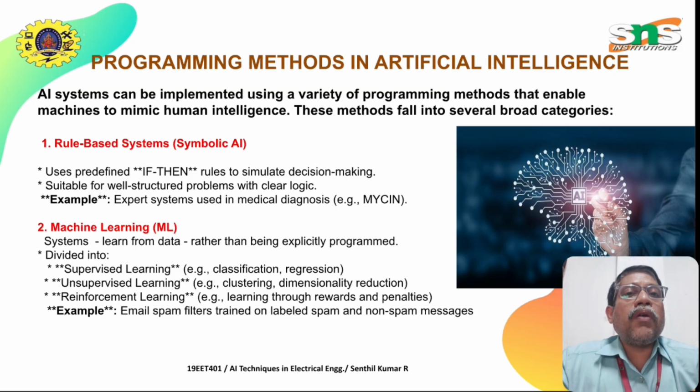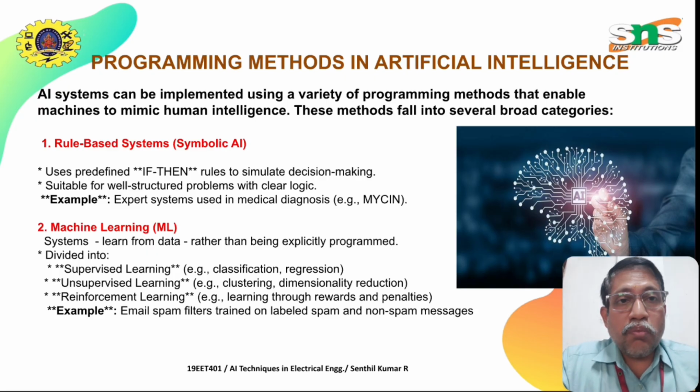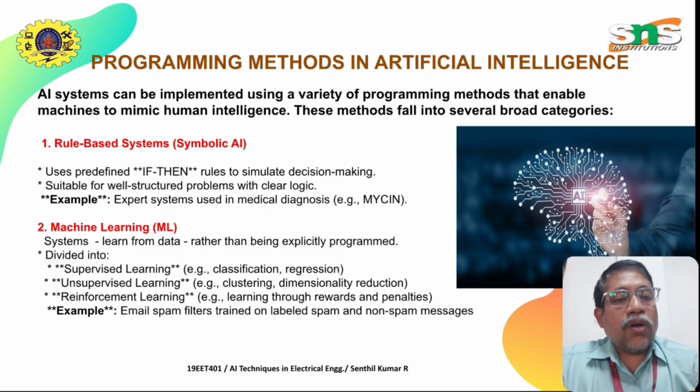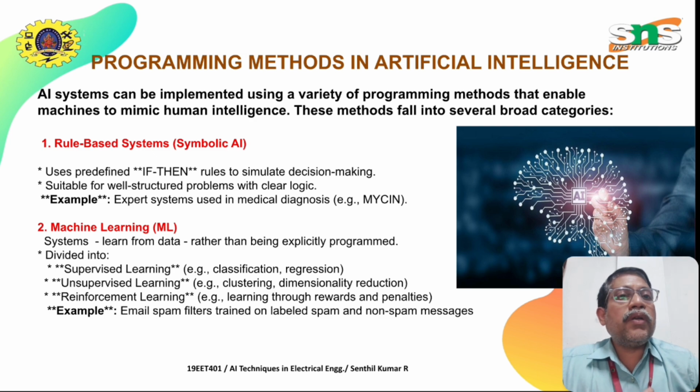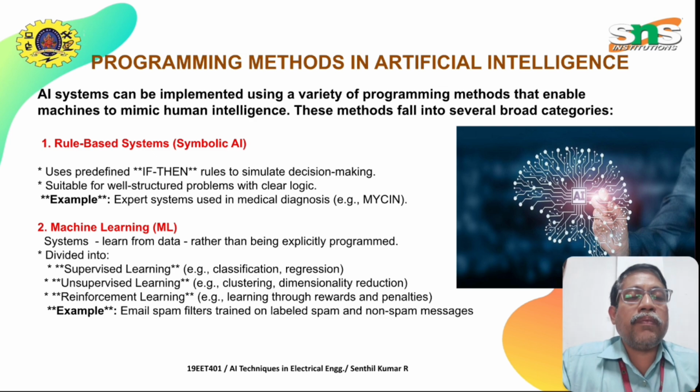For example, there are a variety of programs. First one, let me discuss the rule based systems. Another name for it is symbolic AI. It consists of rules, which are nothing but if-then statements, which simulate the decision making capacity.